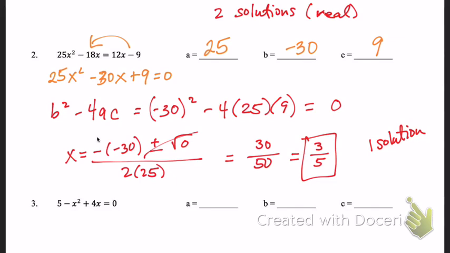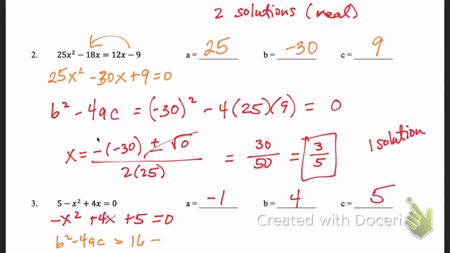And let's try number 3. I need to manipulate this a little bit. So I'm going to write this as negative x squared plus 4x plus 5 equals 0. And then b squared minus 4ac is 16 minus 4 times negative 1 times 5.